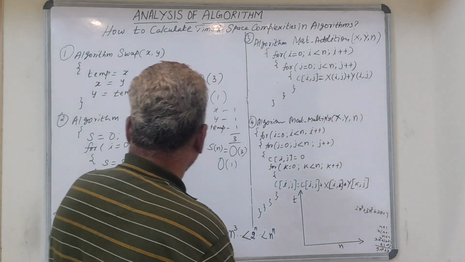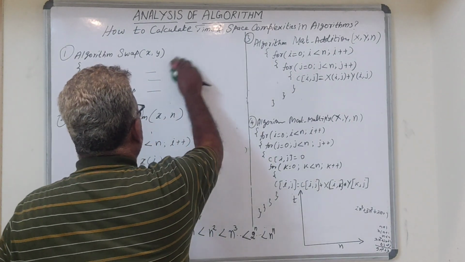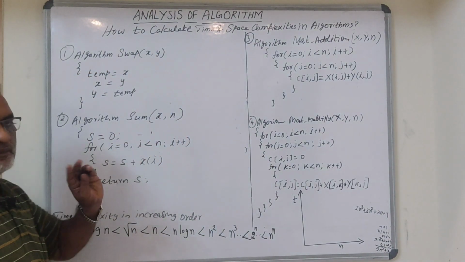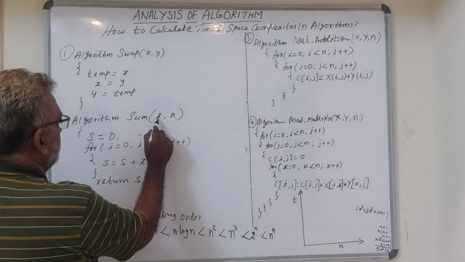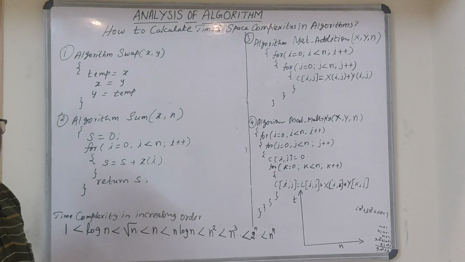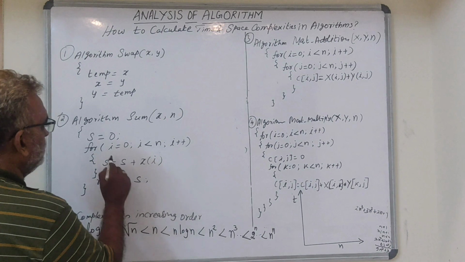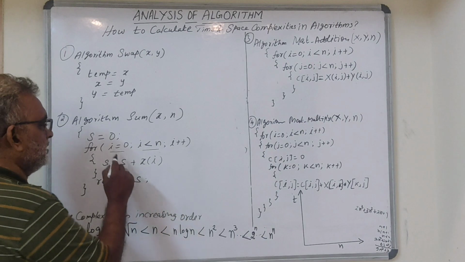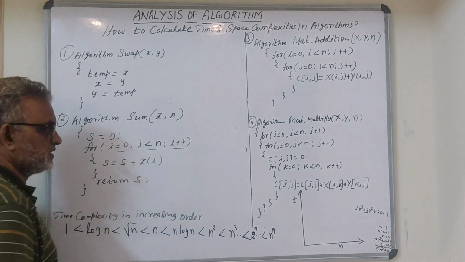Now I move on to the next algorithm with a loop. Here I am going to calculate the sum of a set of numbers. I have a variable x, which is an array. Initially the output variable s is 0, and here I have a loop. The loop contains 3 parts: one is the assignment of the initial value for the index, this is the condition, and this is the incrementation of the index.